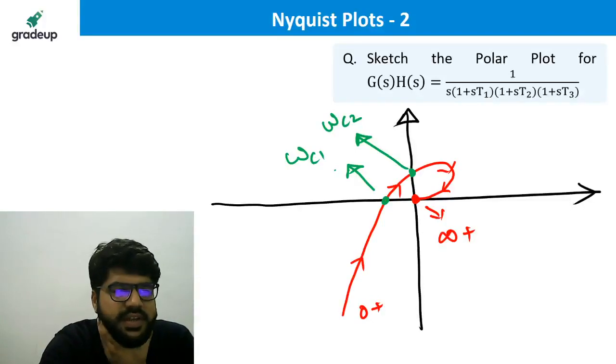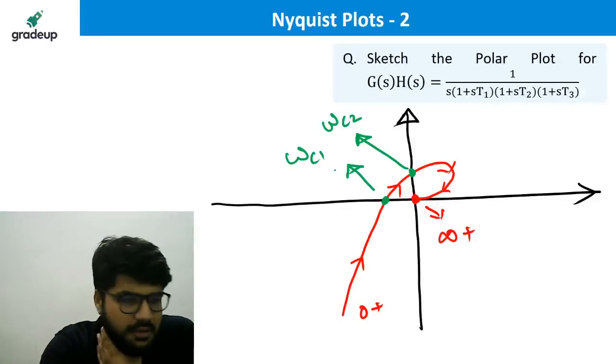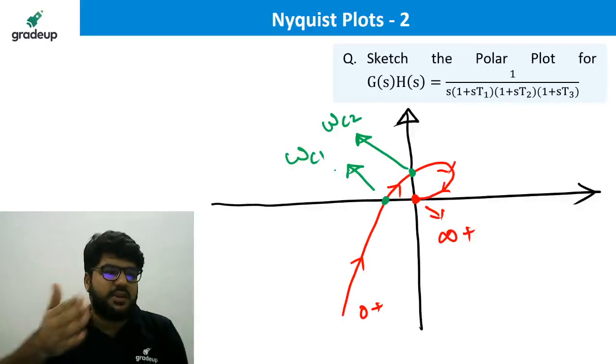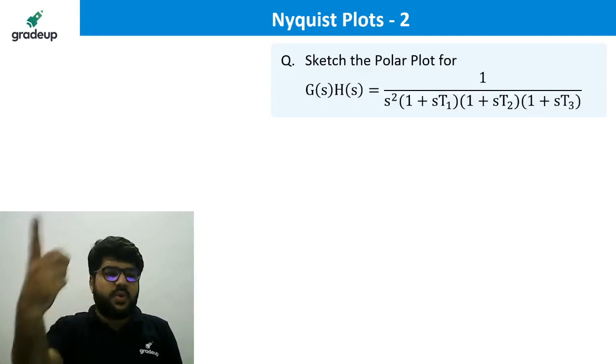Yes, Zayan. The previous one, it is correct. It is initially tangential to minus of T1 plus T2 plus T3, meaning the asymptote you are talking about, correct. So what is the change here with respect to the previous question? We are going question by question. Now up to 1 plus ST3 it is the same, but S square.